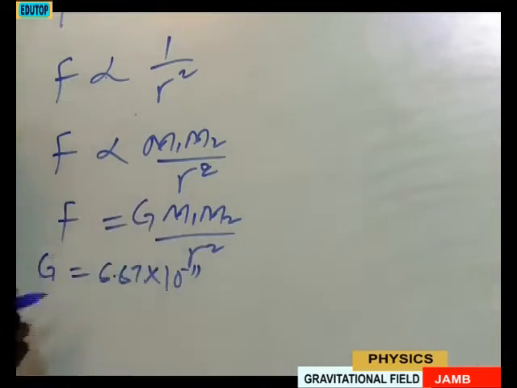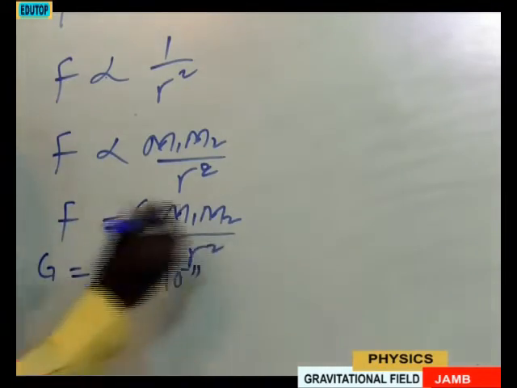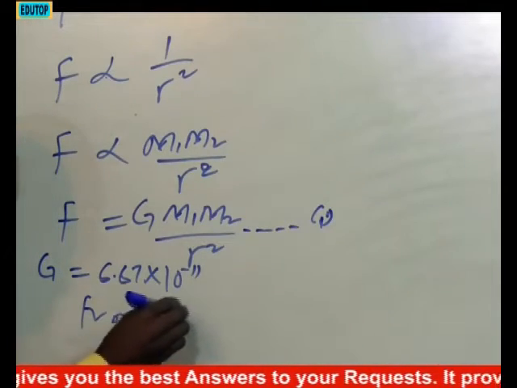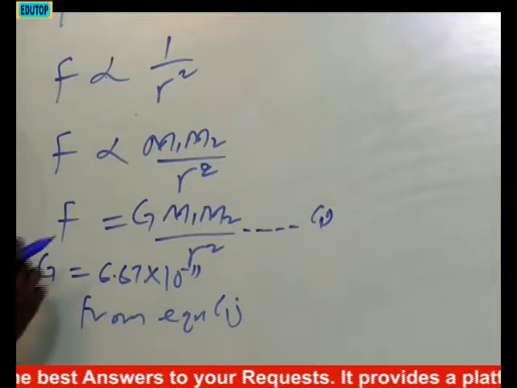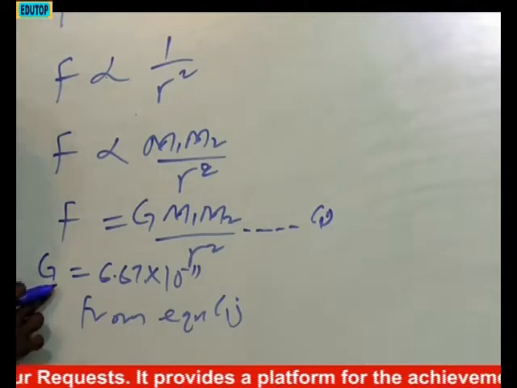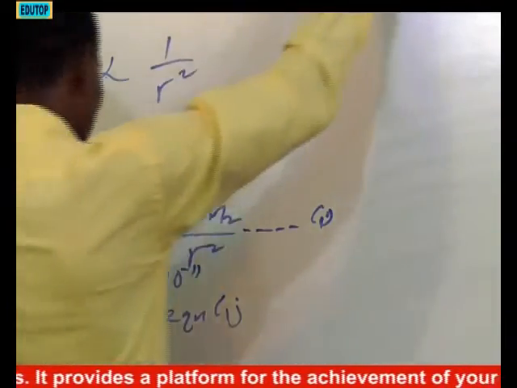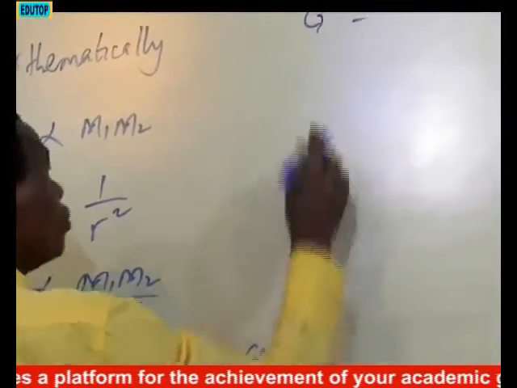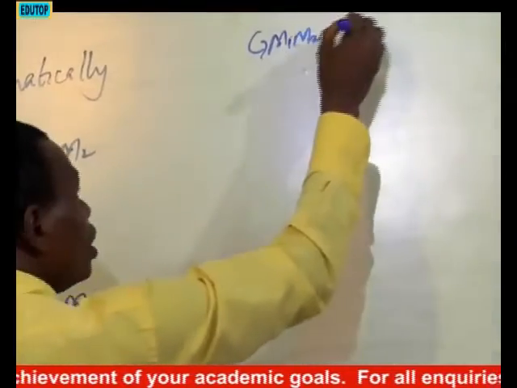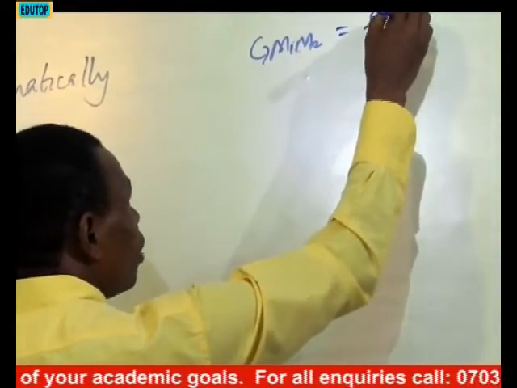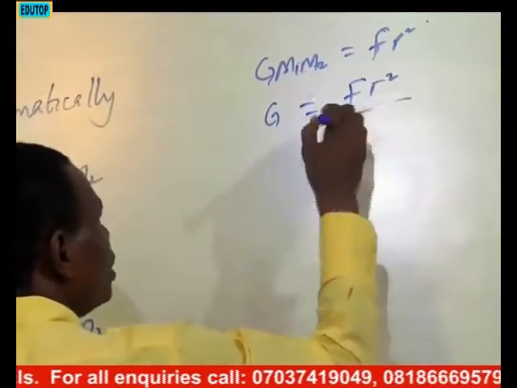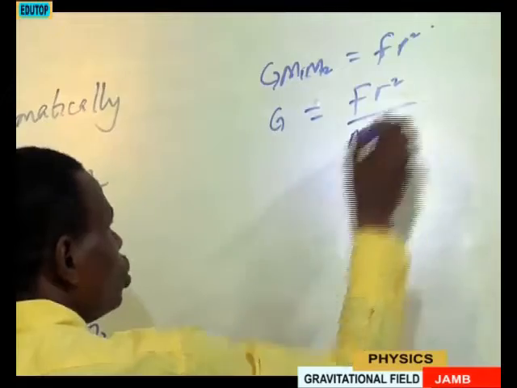Let's try and make G the subject of the formula. From this, let's call this one equation 1. From equation 1, let's make our G, which is our gravitational constant, the subject of the formula. We are going to have G m1 m2 equal to F r squared, so that G is equal to F r squared divided by m1 m2.